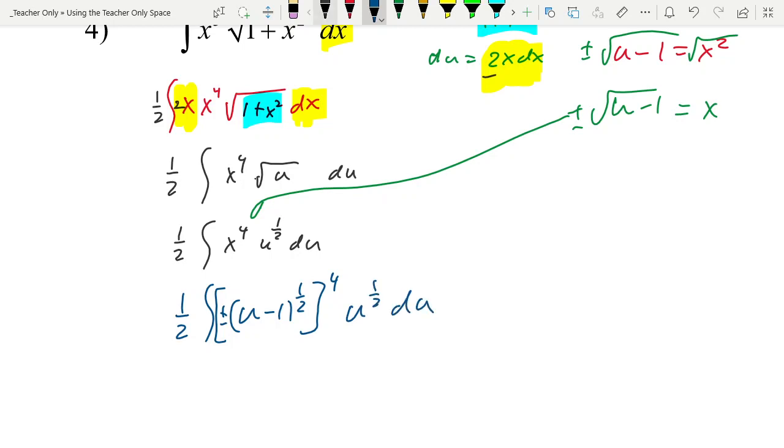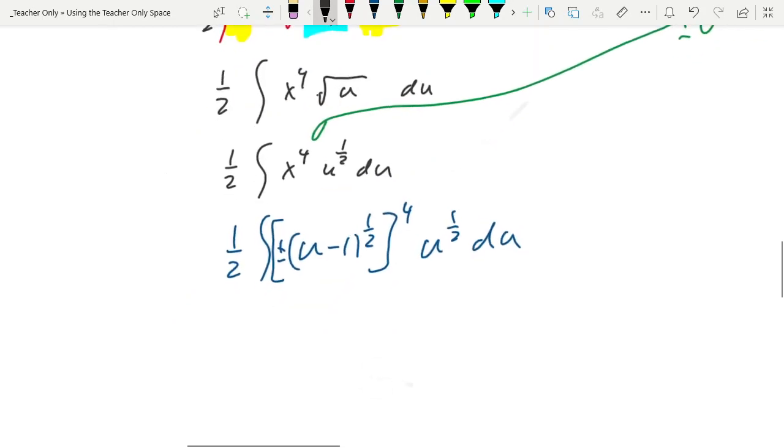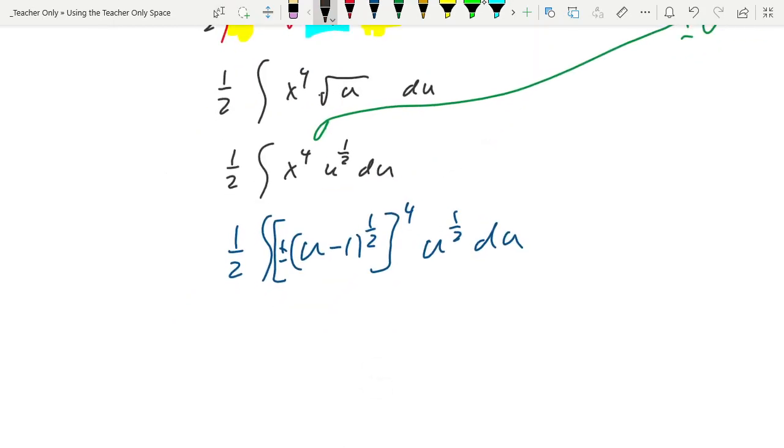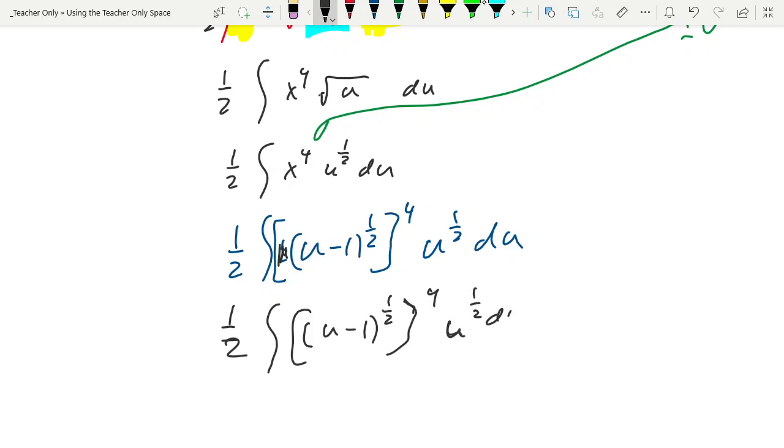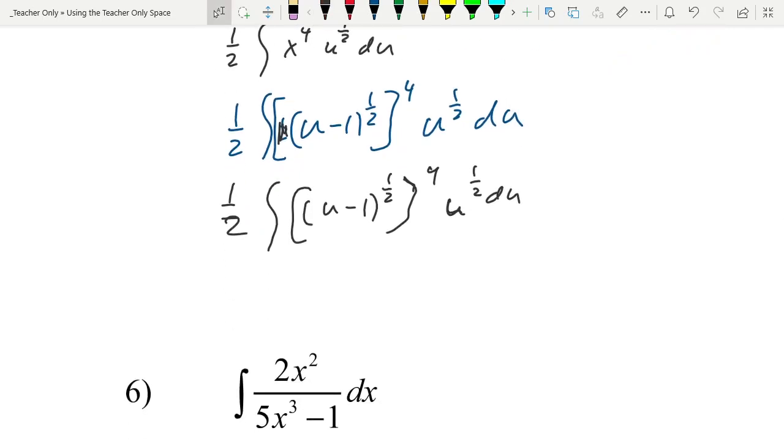All right. Now, a little bit of algebra kicks in. First of all, the plus or minus on the inside here, because it's raised to a 4th power, a positive times a positive times a positive times a positive is a positive, and a negative times a negative times a negative times a negative is a positive. So it turns out they don't really matter because we have an even power. So what we're really just looking at is u minus 1 to the 1/2 raised to the 4th, u to the 1/2 du. Okay, fantastic. That was exciting, and I'm running out of space.